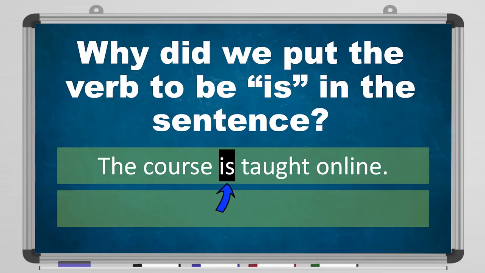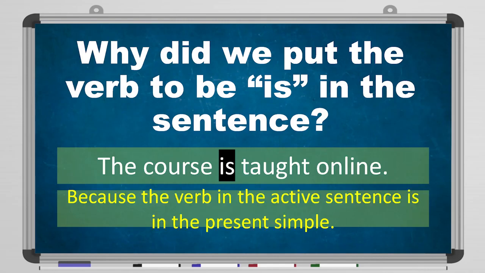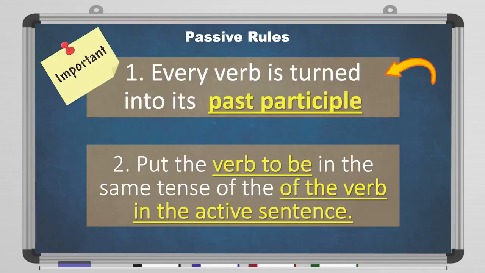Now, I will repeat. Why did we choose is as the verb to be in this sentence? Because the verb in the active sentence was in the present simple. Remember those two rules. Every verb is turned into the past participle and put the verb to be in the same tense of the verb in the active sentence. If you remembered those two rules, you will answer all the passive sentences.